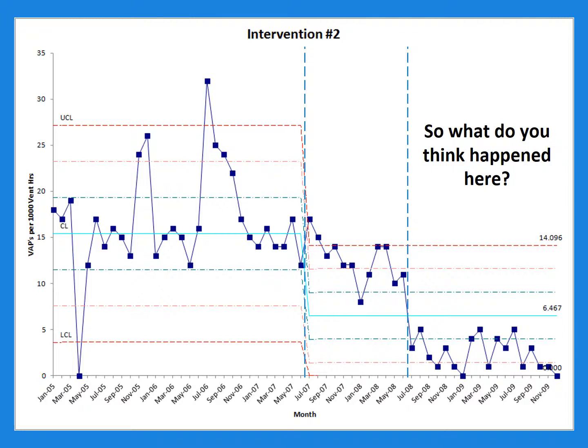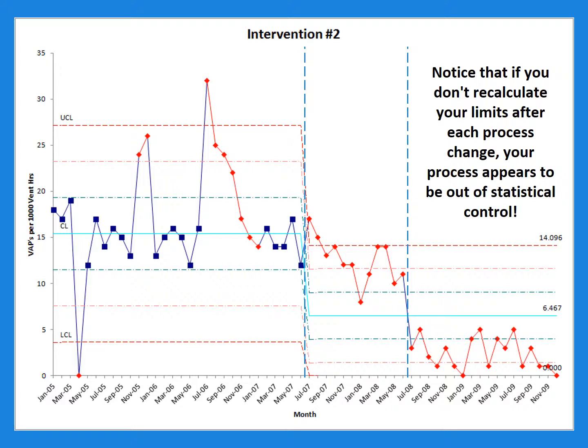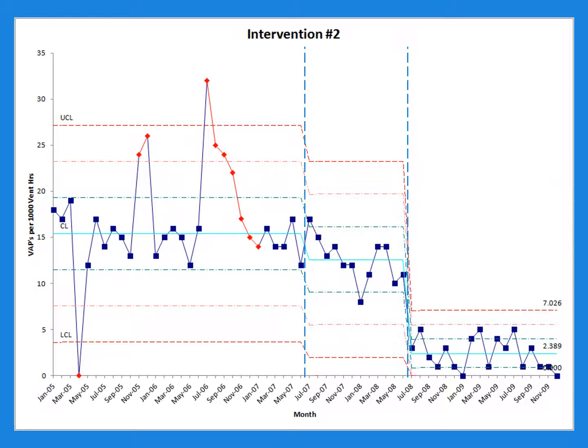If you said a process change probably happened there, you're right. And now what do we need to do? We need to recalculate our center line and control limits after that process change so that we can see if our new data is in statistical control. And you can see here that it is. But it's important to do that because unless you do, you can't know whether any of those new points of data are outside of 3 standard deviations from your mean, or if any of the series of data points violate any of the other 7 rules that we talked about. But once you do that, you can see that everything is right.